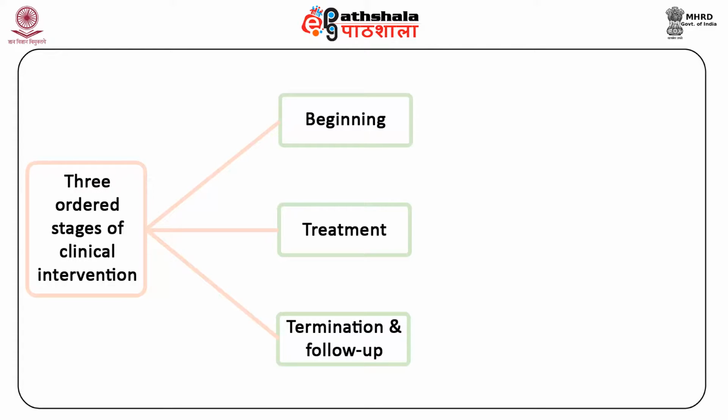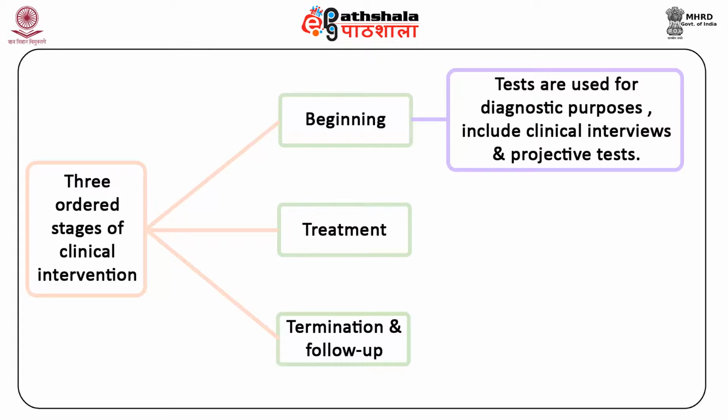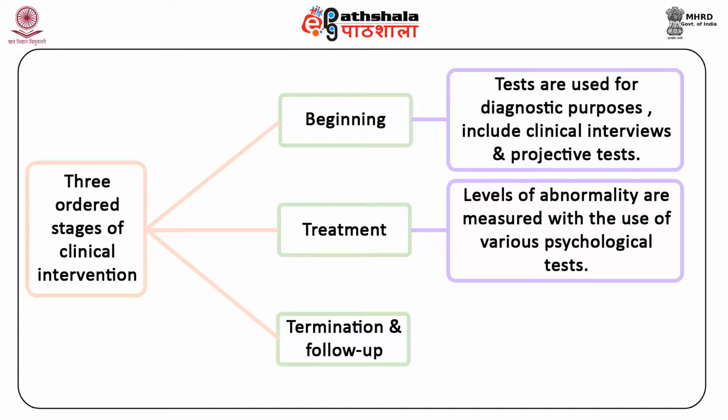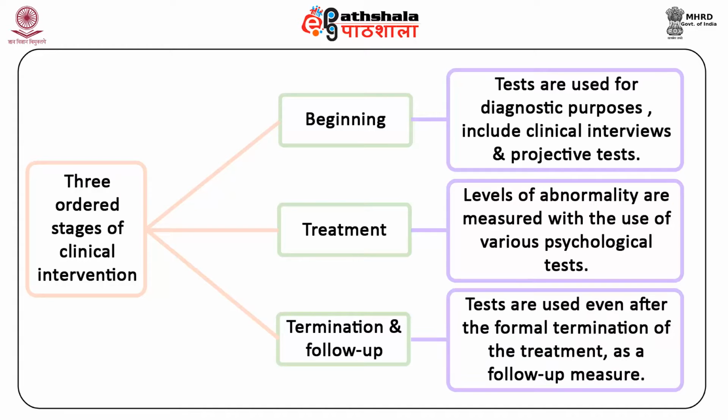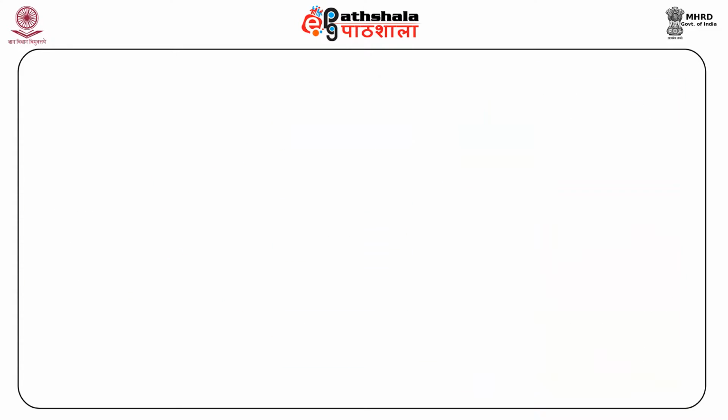In the beginning phase, tests are used for diagnostic purposes and they may chiefly include clinical interviews and projective tests. In the treatment phase, the levels of abnormality are measured with the use of various psychological tests and electrophysiological techniques. Psychological tests are used even after the formal termination of the treatment as a precautionary or follow-up measure.